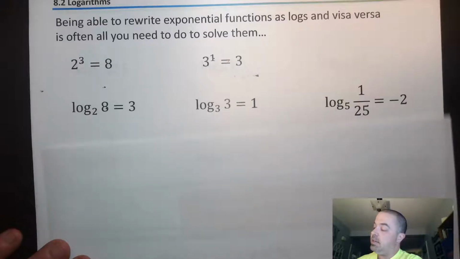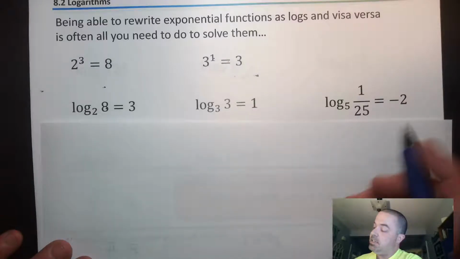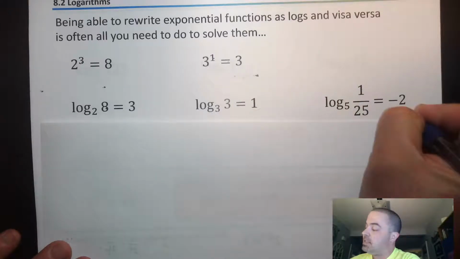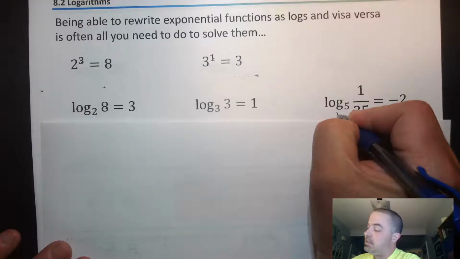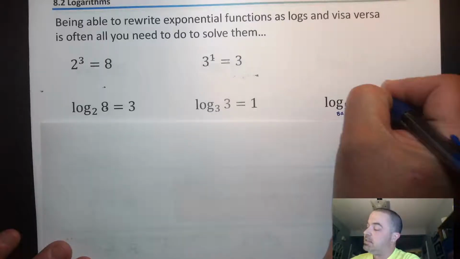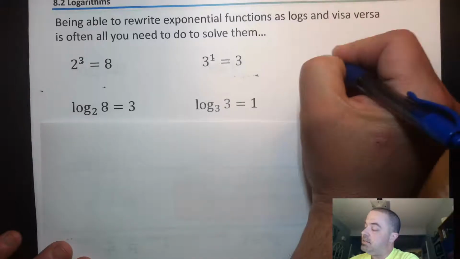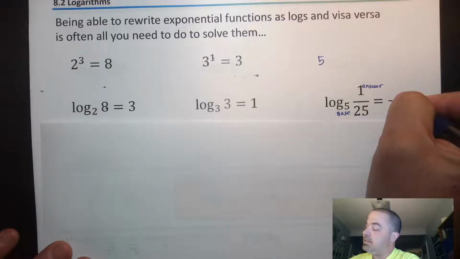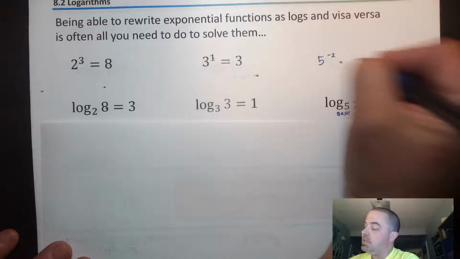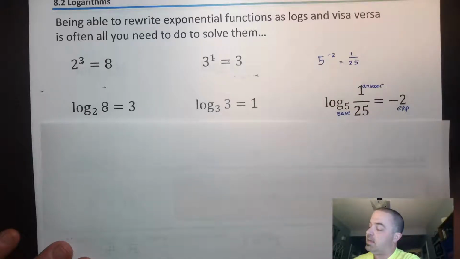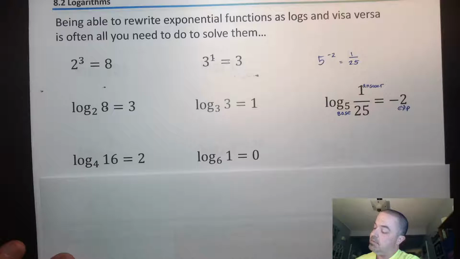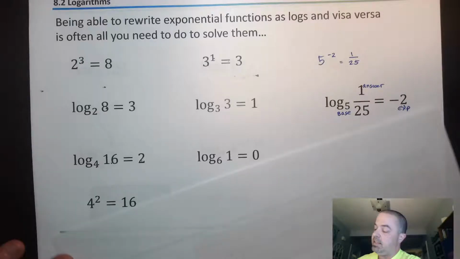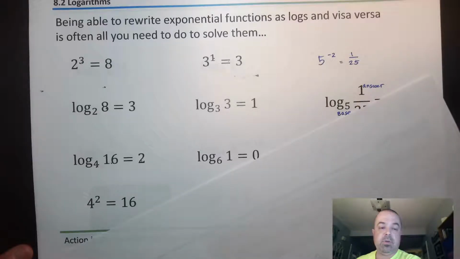Okay? This one didn't print, and I left that out, so that's good. So log base 5 of 1 over 25 is equal to negative 2. So remember that this is the exponent, this is the base, and this is the answer. So that means that base 5 to the negative 2 exponent is equal to the answer, 1 over 25. Okay? So here we are again. Log base 4 of 16 is equal to 2. How do I rewrite that? Well, that just becomes 4 squared equals 16.